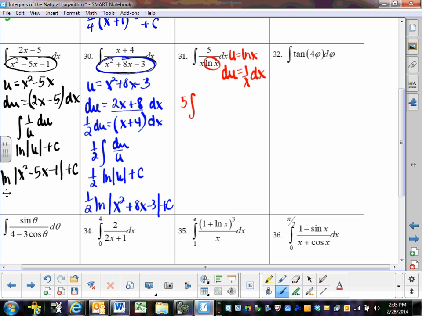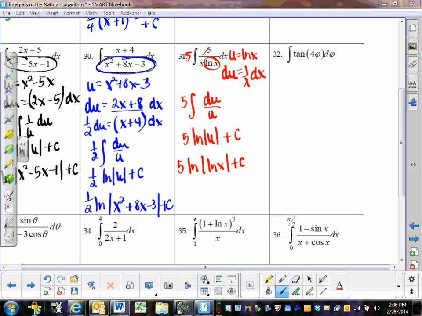For the next one, the bottom is going to be u. So du is 2x minus 5 dx. So I have exactly 1 over u du. So natural log absolute value of u plus c. So natural log absolute value of x squared minus 5x minus 1 plus c.